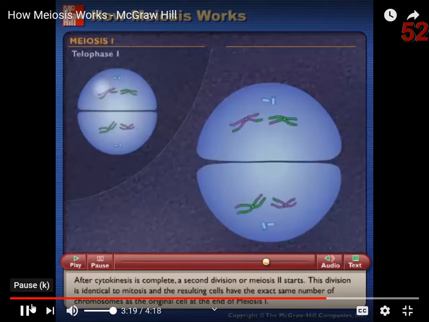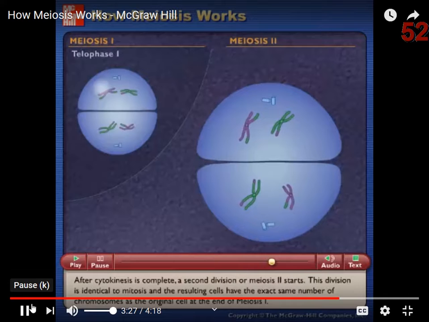After cytokinesis is complete, a second division, or meiosis 2, starts. This division is identical to mitosis, and the resulting cells have the exact same number of chromosomes as the original cell at the end of meiosis 1.